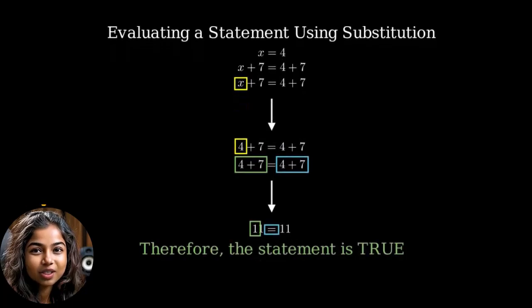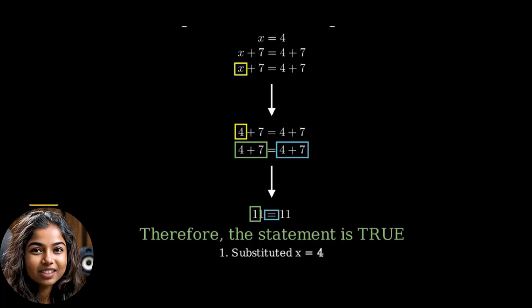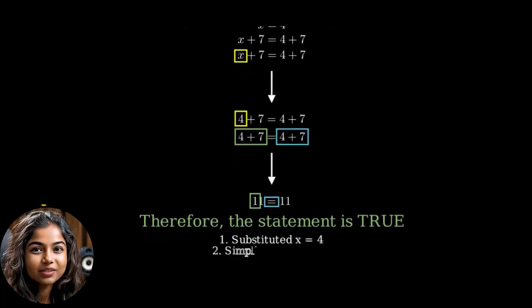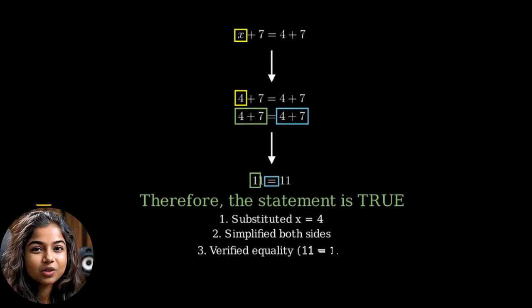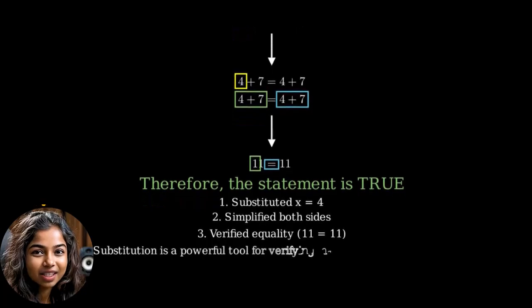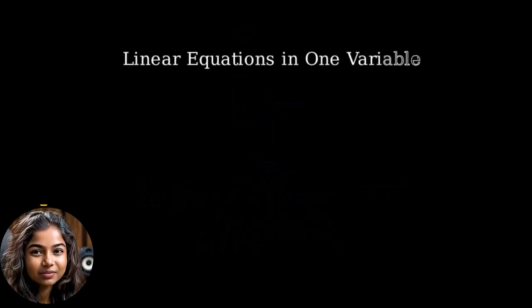Let's review what we did. First, we substituted x equals 4 into the equation. Then, we simplified both sides of the equation. Finally, we found that both sides were equal, proving the statement true. This example demonstrates how. Let's learn about what makes an equation a linear equation in one variable.